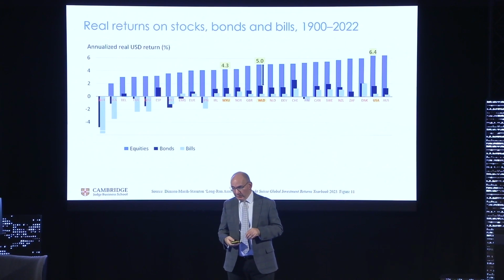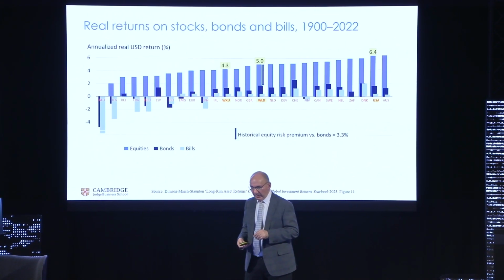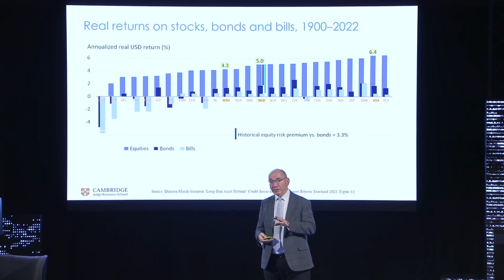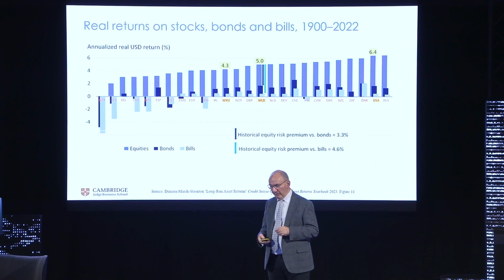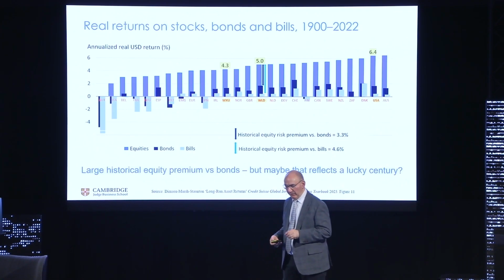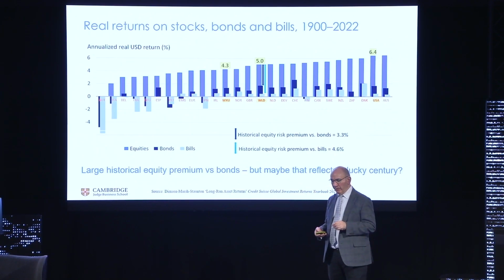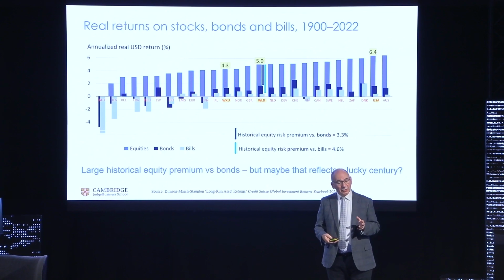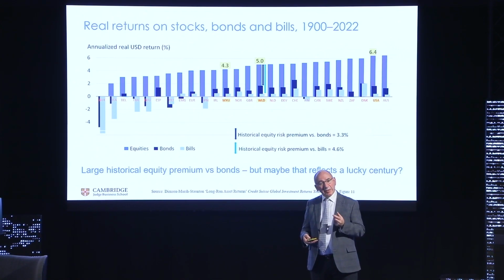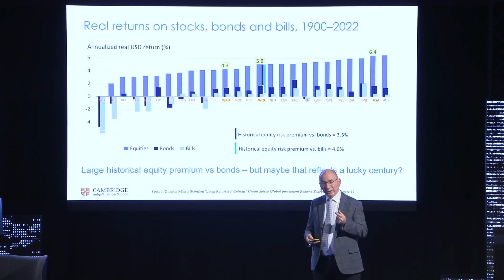And the gap between the two is what we call the equity risk premium. The gap between the equity return and the bond return is 3.3% compound over 123 years. And if we look at the gap between equity returns and treasury bill returns, you can see that the gap was 4.6%. You'd have got 3 or 4% per year over the long haul, not the same every year, but you would have got a superior return, a large historical equity premium compared to bonds. But maybe that was a lucky century. And so the work that I and colleagues are now working on is also looking at data over even longer periods to see whether that was unusual. But a lucky century, it may have been the United States, which was so big, that was the lucky country.